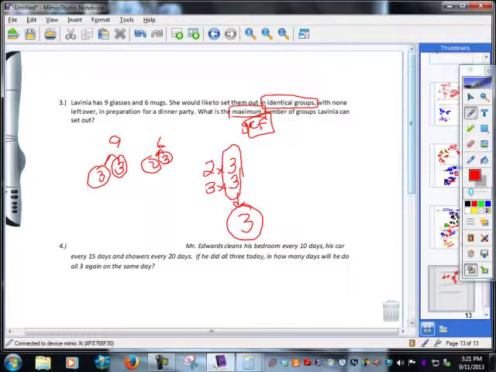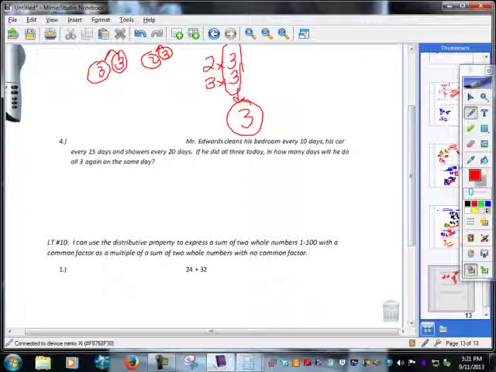Okay, all right, Mr. Edwards cleans his bedroom every 10 days. He cleans his car every 15 days, and he takes a shower every 20 days. If he did all 3 of these today, in how many days will he do all three on the same day again? That's basically what it's asking. And there's your buzzword. But again, think about it. Are we trying to figure out when something is going to happen in the future? Yes, we are. So this would be an LCM question.